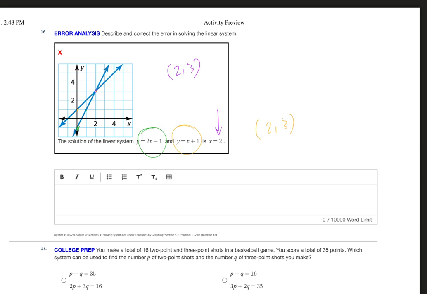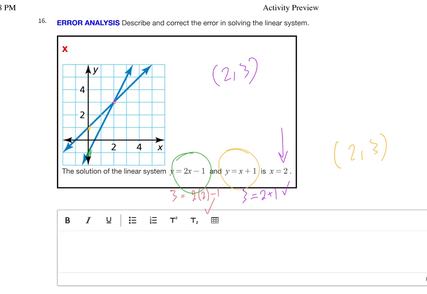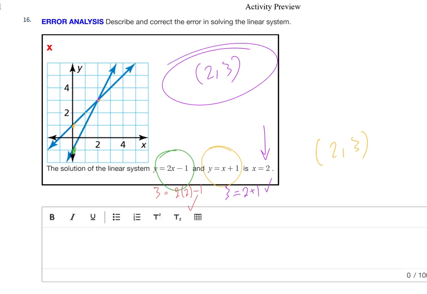But it wouldn't hurt us to plug it in. If x is 2, 2 times 2 is 4, 4 minus 1 is 3. That checks out. And we have 2 plus 1 is 3. That checks out. So, boom, there's our solution. What's the error?